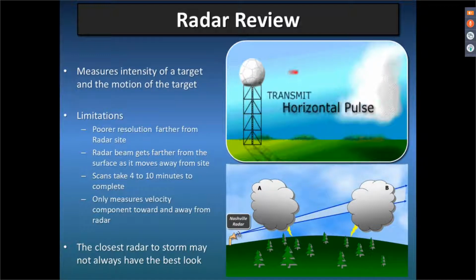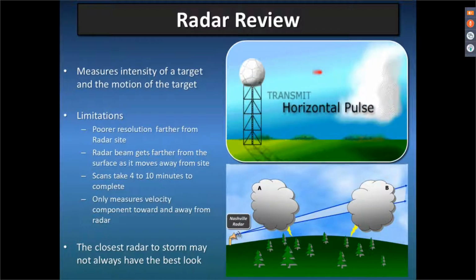Another issue is that the radar scans can take several minutes to complete, to go through the whole atmosphere. And you guys know that severe weather can occur very quickly. Tornadoes can touch down in just a few seconds. So because that scan takes so long, we can miss some of that severe weather that occurs out there. So even though the radar is an amazing piece of technology, it still has some limitations out there.